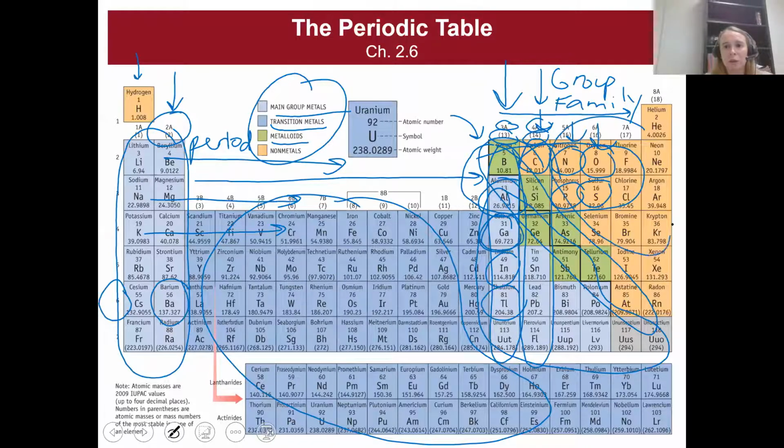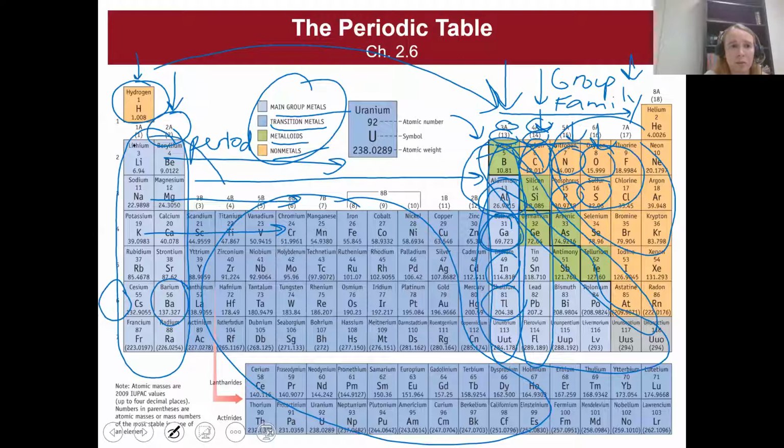And then all of the orange, including hydrogen, which can never decide if it's going to be in group 1 or over here in group 17. Hydrogen has some properties in common with group 1 and some properties in common with group 17. So you can find it in either place sometimes on the periodic table. And one of those properties that it has in common with group 17 is that it is a non-metal, like the other orange elements here. So that's really useful to know about metals and non-metals.